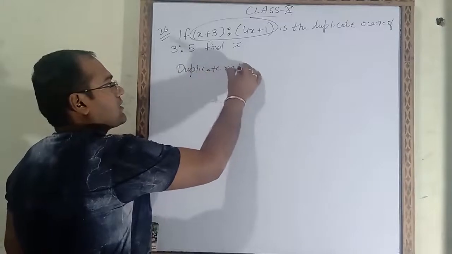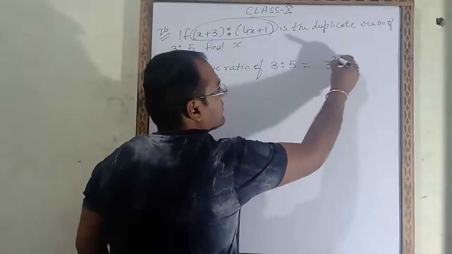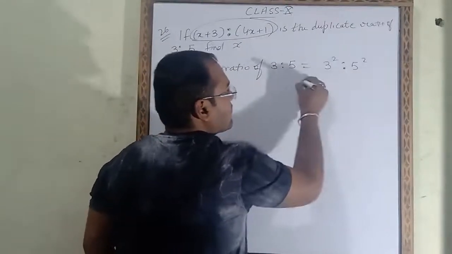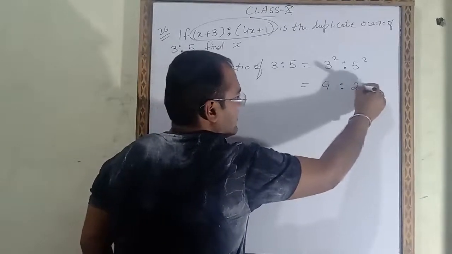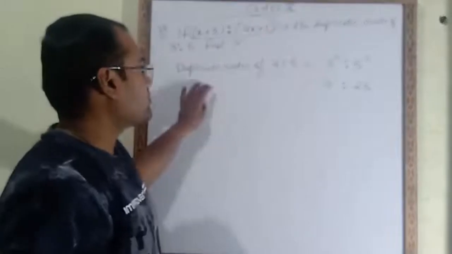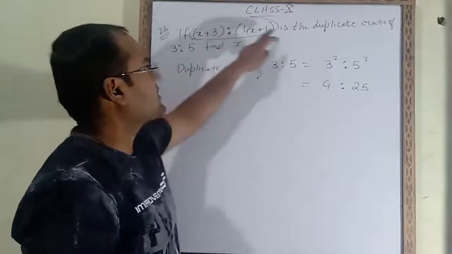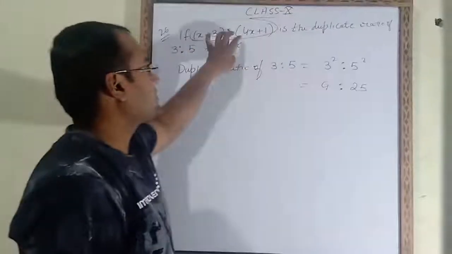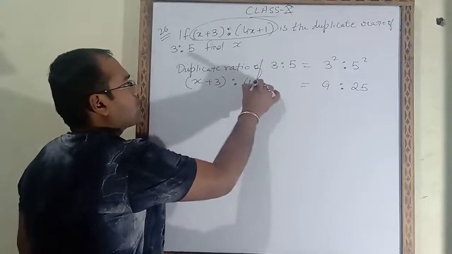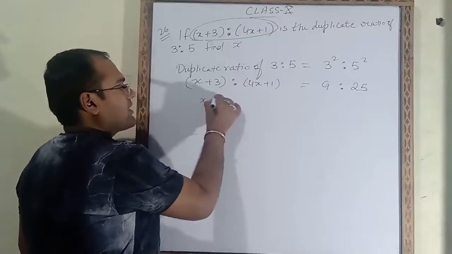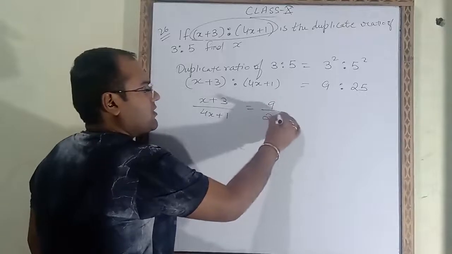The duplicate ratio of 3:5 will be square of 3 : square of 5, that means 9:25. So according to us, the duplicate ratio of 3:5 is 9:25. But according to the question, this is the duplicate ratio. So we will put this answer here: x plus 3 : 4x plus 1. Now we will write it in upon form: x plus 3 upon 4x plus 1 is equal to 9/25.